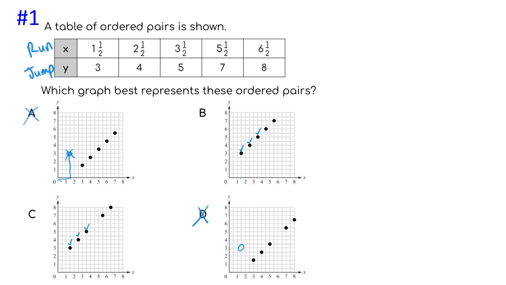Next dot at 5.5, 7. Between 5 and 6 and up to 7. B's got it. C's got it.